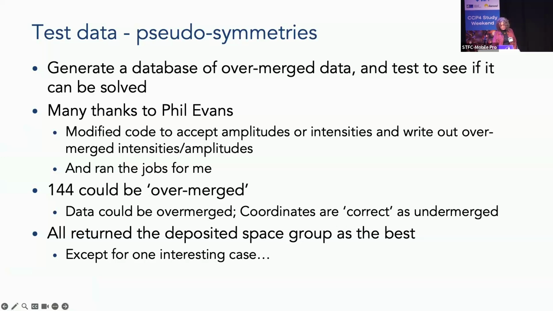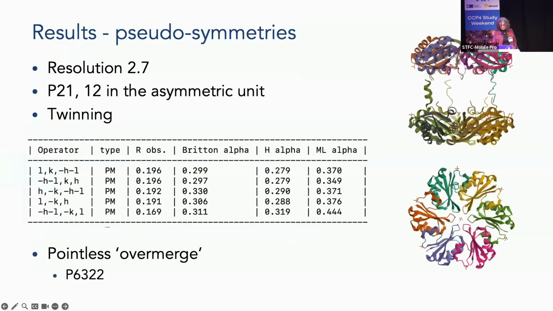And we had 144 data sets in this test set. So to make this clear, this is the data that can be overmerged, but we're assuming that the coordinates and the data in the PDB is correct in the subgroup. So it's not really in the higher symmetry. So when this was run, we did indeed get all the deposited PDB space groups back out of the pipeline again, except for one, which is kind of interesting. So in this case, the PDB deposited structure was in P21.